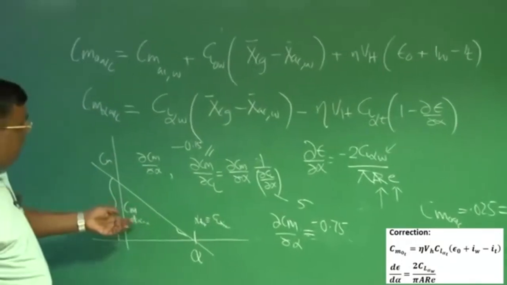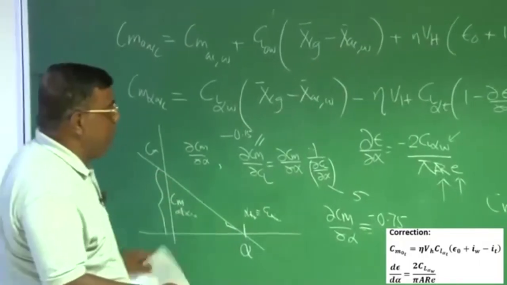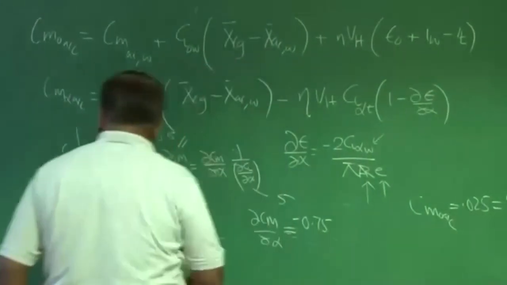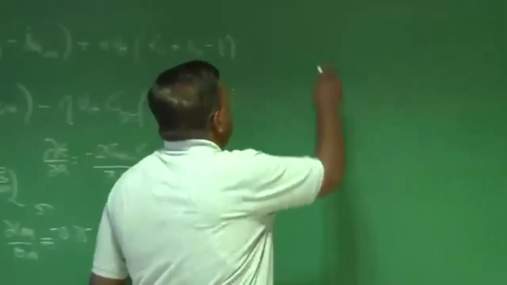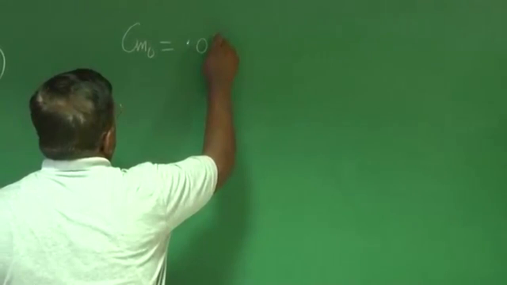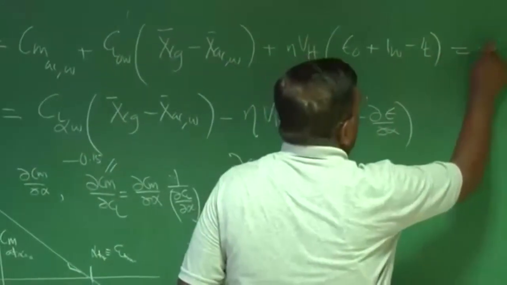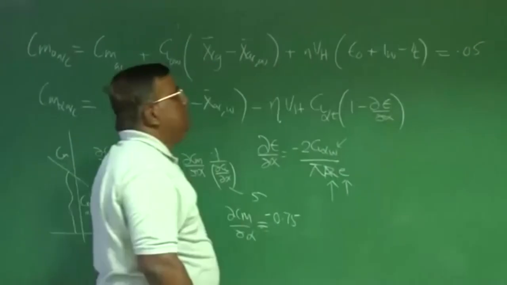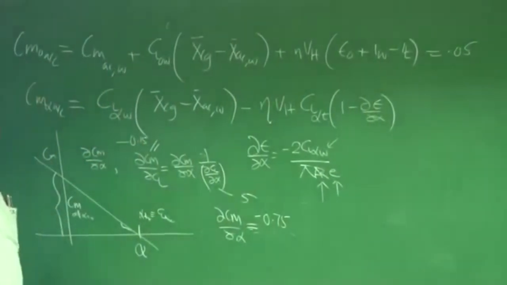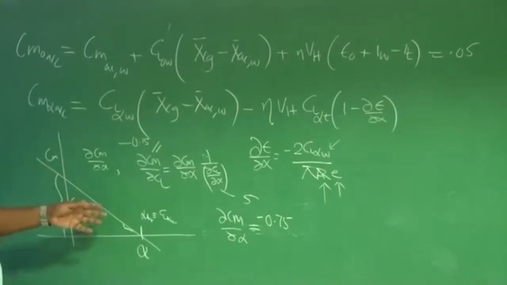So I need to have CM at alpha equal to 0. Let's say I started with some 0.025. Let us take a number. Let's say CM naught is coming out to be, let's say, 0.05. Take a fresh number. So that means this whole expression should be equal to 0.05. Right? That CM naught is for the aircraft. Please understand, I am working with CM versus alpha.